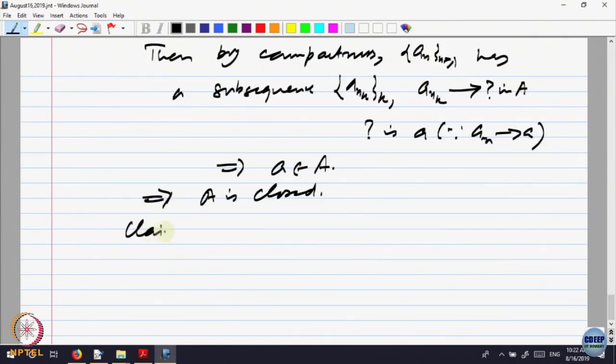Next, I should prove that A is bounded. A is compact, it must be bounded. If not, if it is not bounded, what will happen? It is a subset of R^n, right?